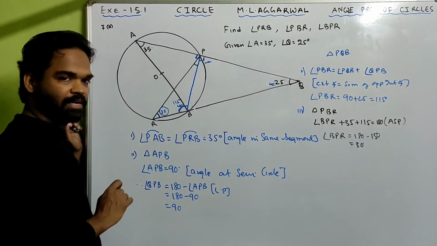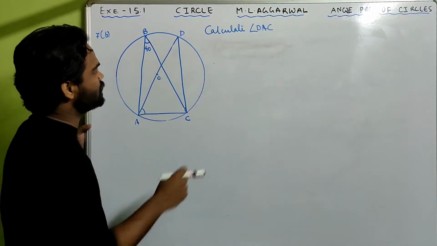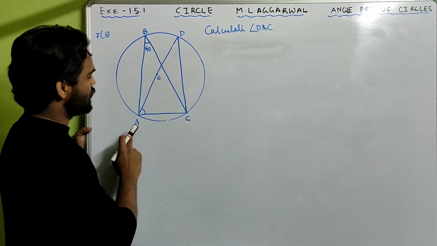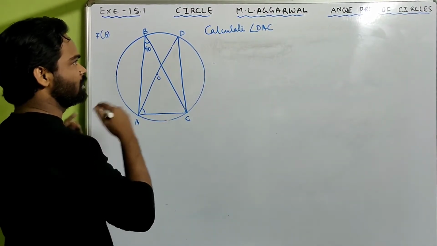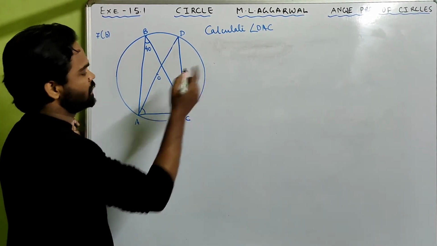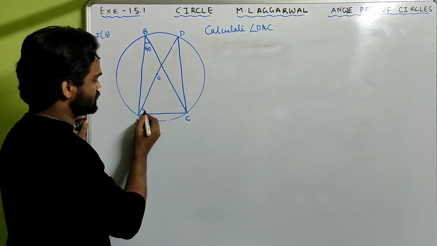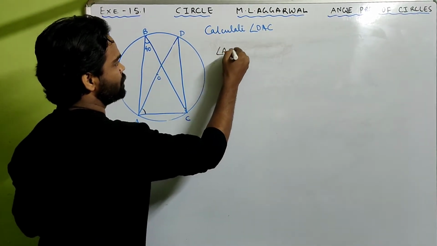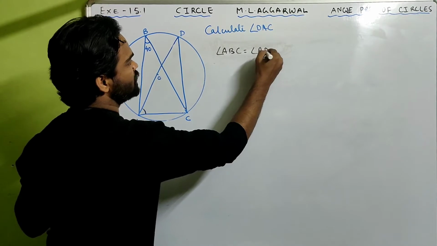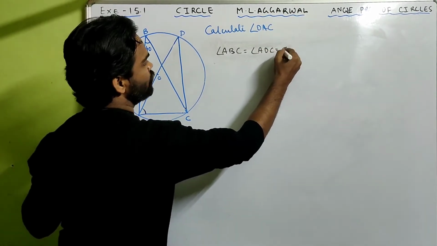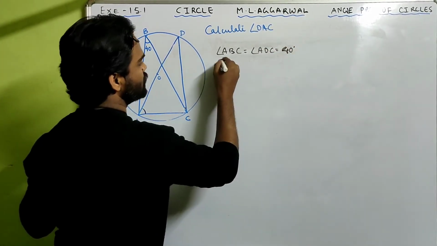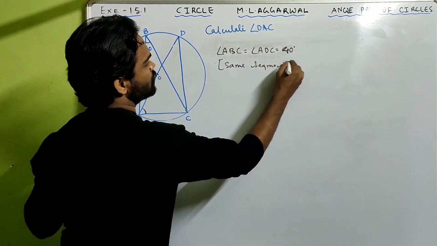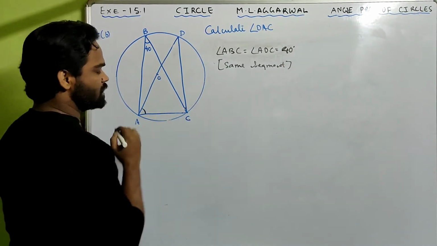Now let us look at the next sum. Now look at this sum, 7 part B. In this circle, O is the center, AD is the diameter, and angle ABC is 40 degrees, they have given. They've asked us to calculate DAC, which means this angle. Pretty easy. If you look, angle ABC is equal to ADC, that's equal to 40 degrees. Why? Same segment, isn't it? Same segment. Look, they are both drawn from AC.